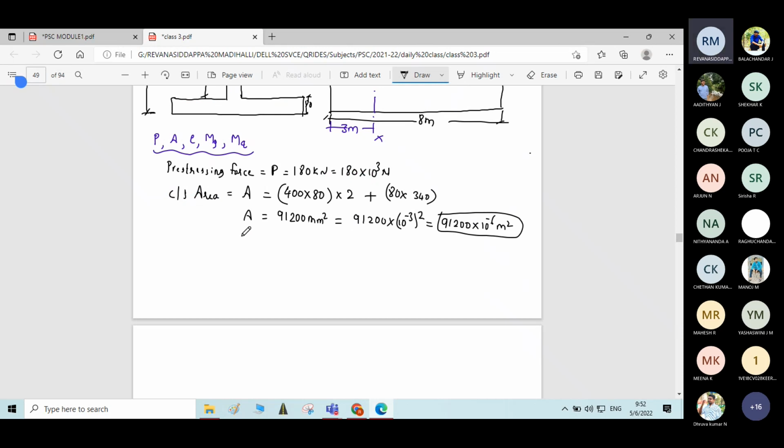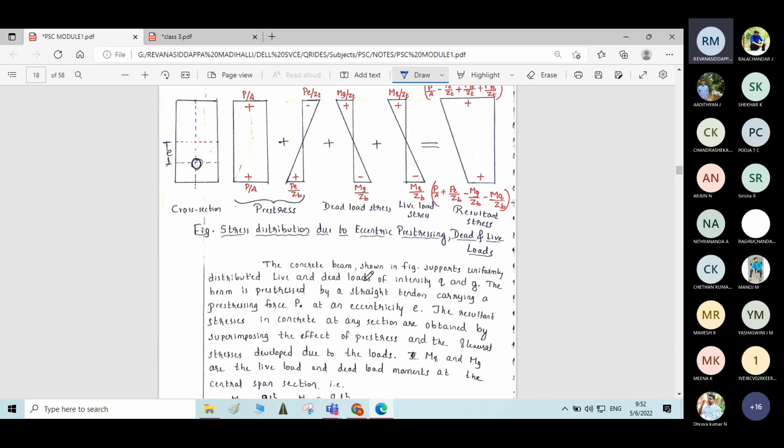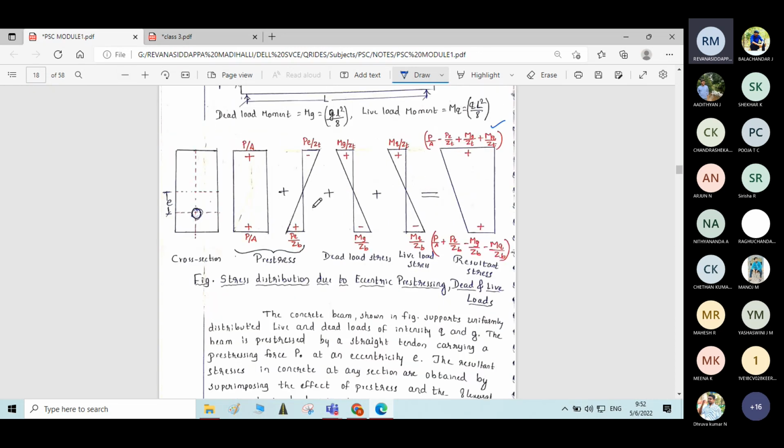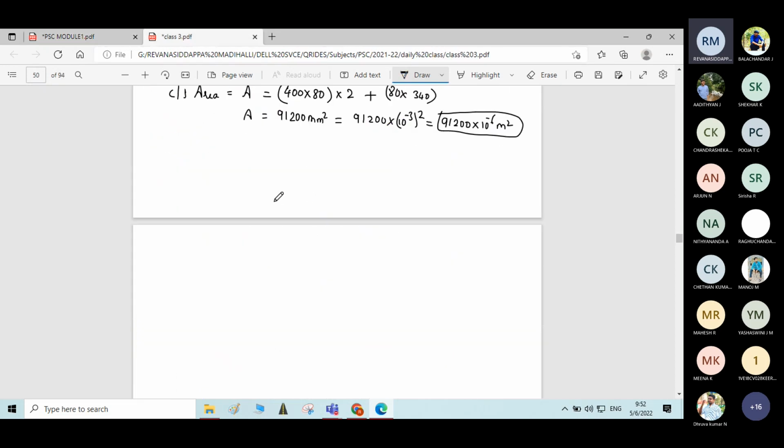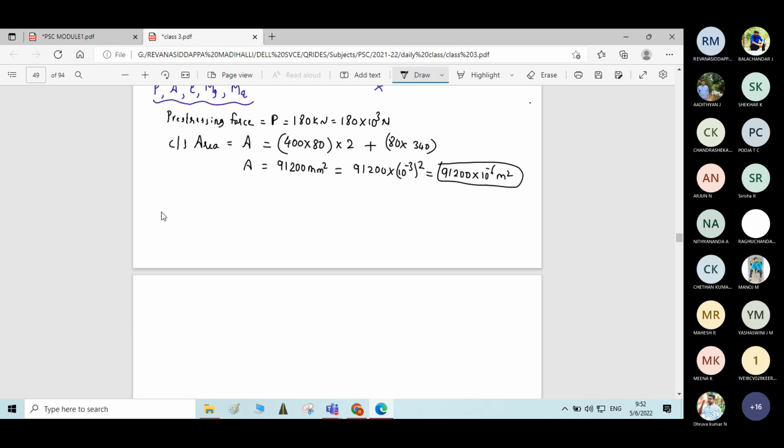If you calculate the cross sectional area, you can calculate the stresses due to prestressing force, correct? Stresses due to prestressing force. What are the stresses due to prestressing force? There are two kinds of stresses. One is direct stress and one more is bending stress. Correct? P by A, P by Z. Okay. We can calculate P by A now.